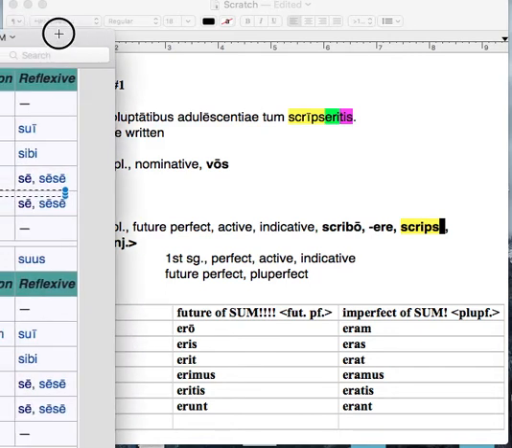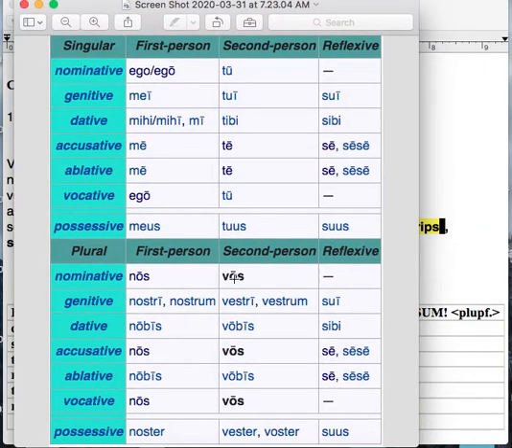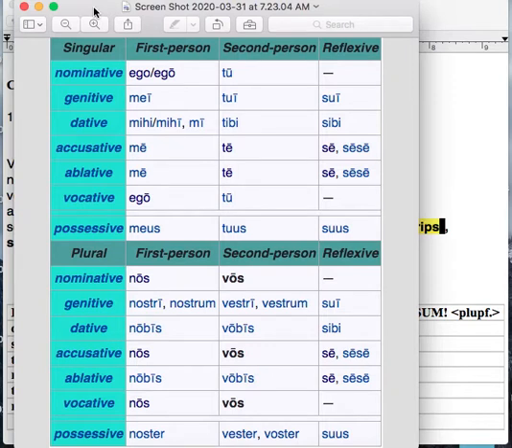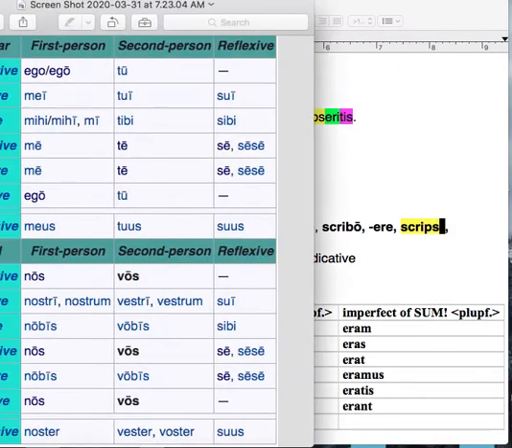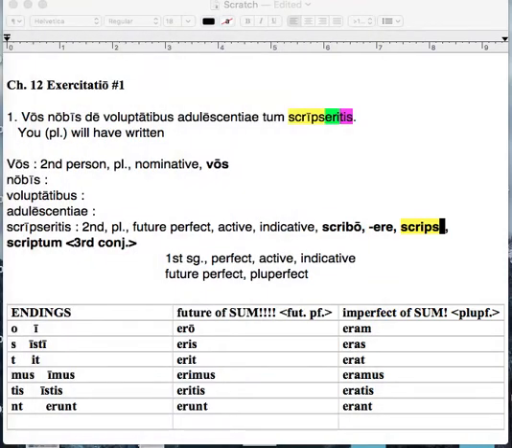So let me pull this over. So if you remember, vos down here at the bottom can be nominative, accusative, or vocative. It definitely makes the most sense as the nominative here because people don't write people. That's weird. They write to people, but it's not something you physically do with a person. So, yeah, it's going to be nominative. Second person plural pronoun, that's our subject then. So nominative subject, and we've already got it. You plural.